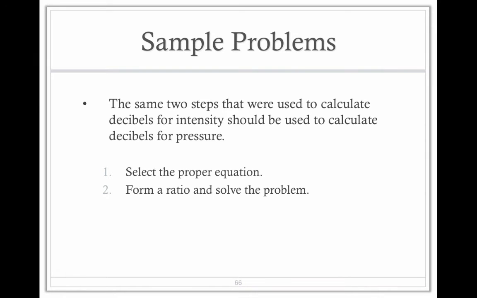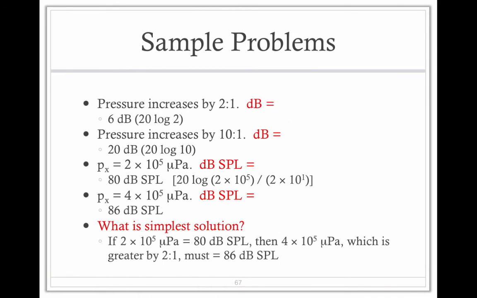And then there are some sample problems. The same 2 steps that you did to calculate dB IL apply: you select the proper equation. Remember, now we're doing 20 log 10 of the absolute value over our reference, and our reference is 20 micropascals. Form a ratio and solve the problem. You can try to work through these sample problems.